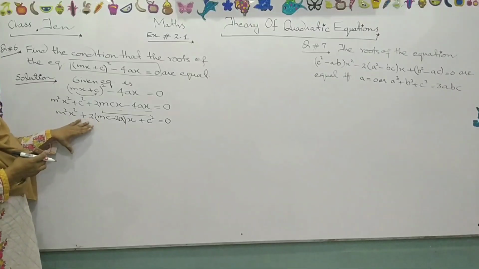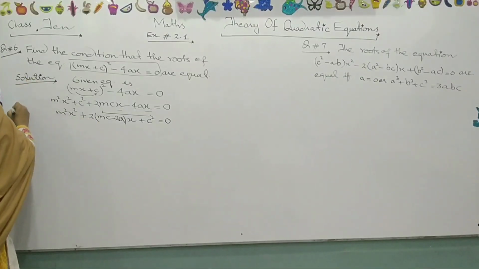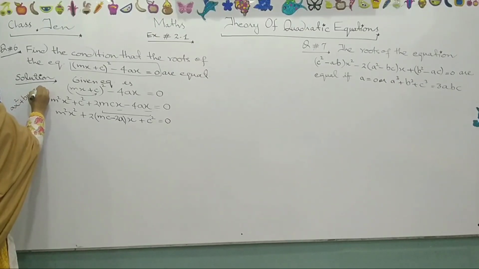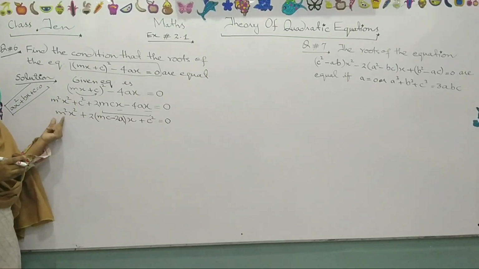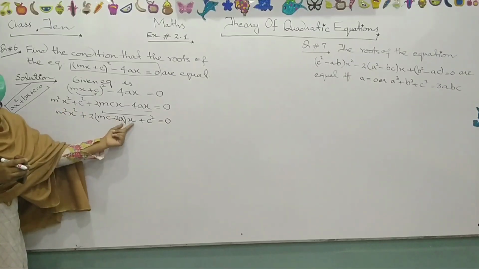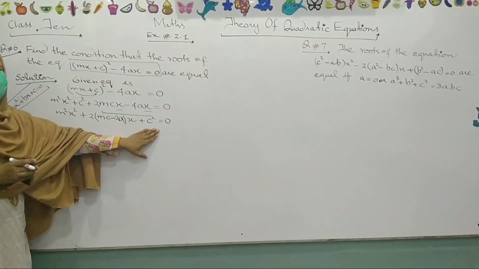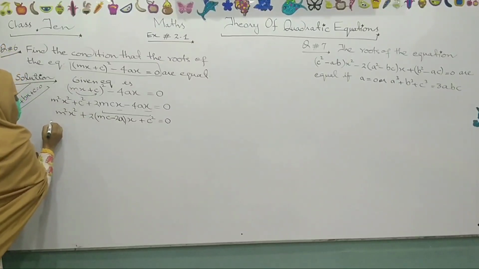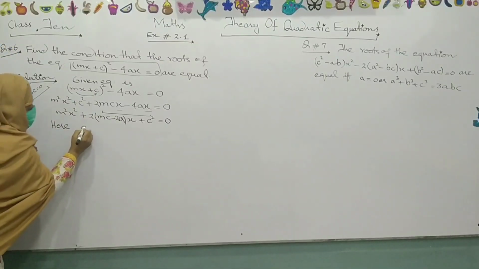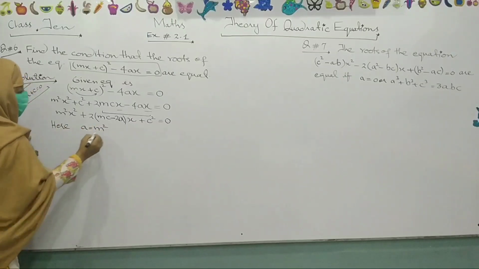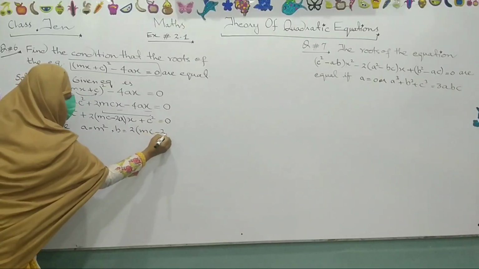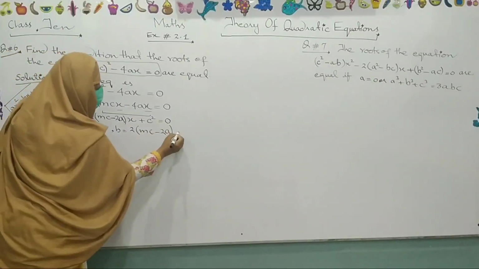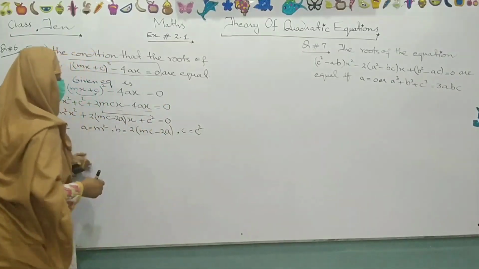We can compare it with the standard form of a quadratic equation, ax square plus bx plus c equal to 0. This is our standard form. What is a? Coefficient of x square. What is b? Coefficient of x, and c is the constant term. So I will write here, a is equal to m square. b is equal to 2(mc minus 2a). And c is equal to c square.